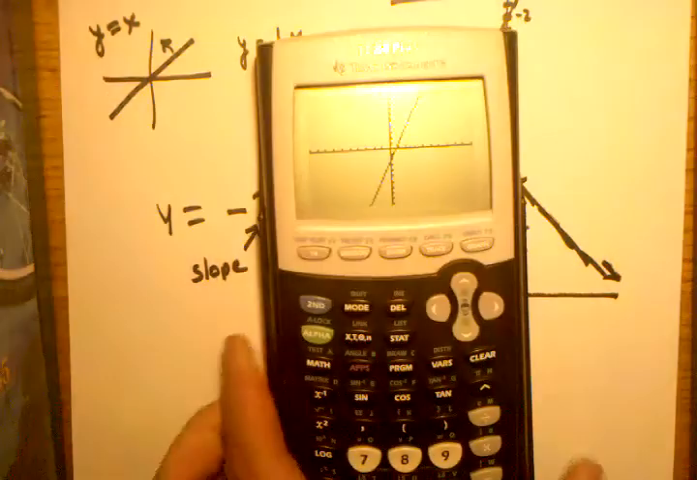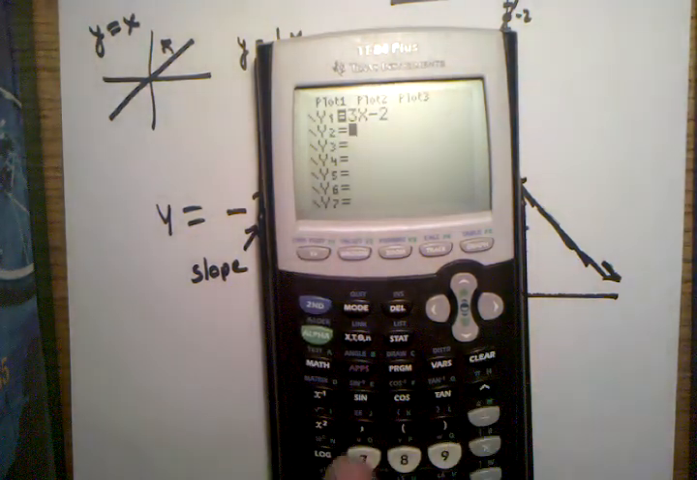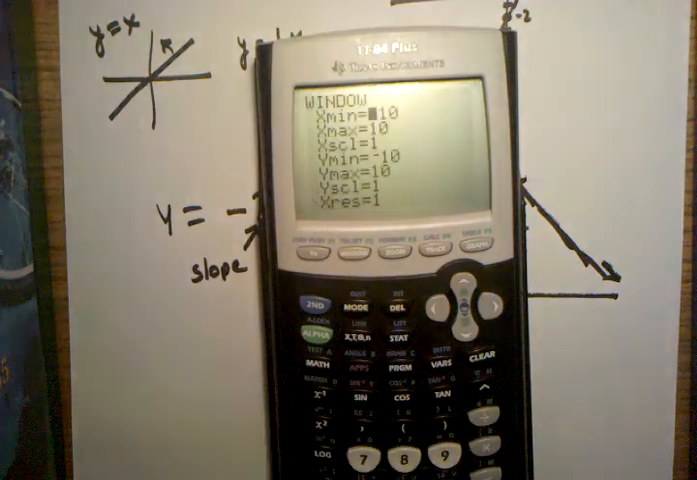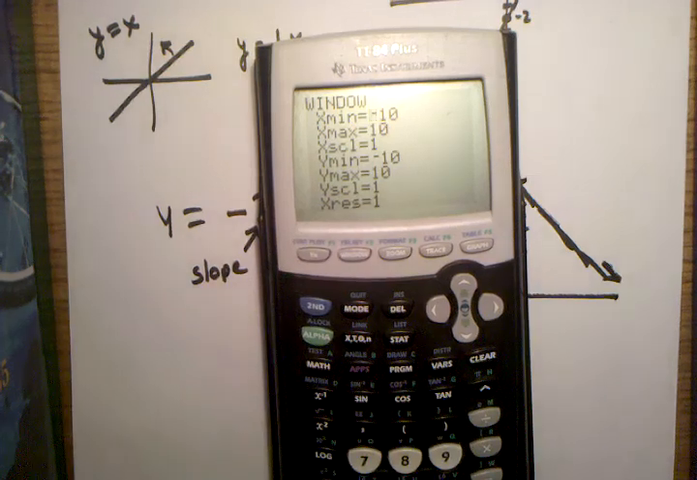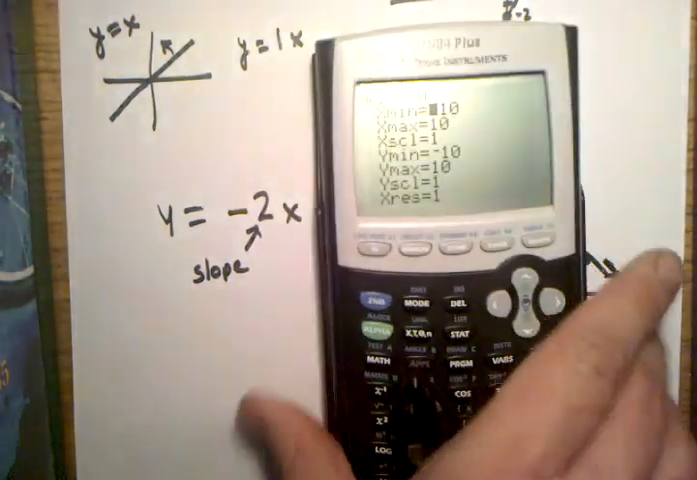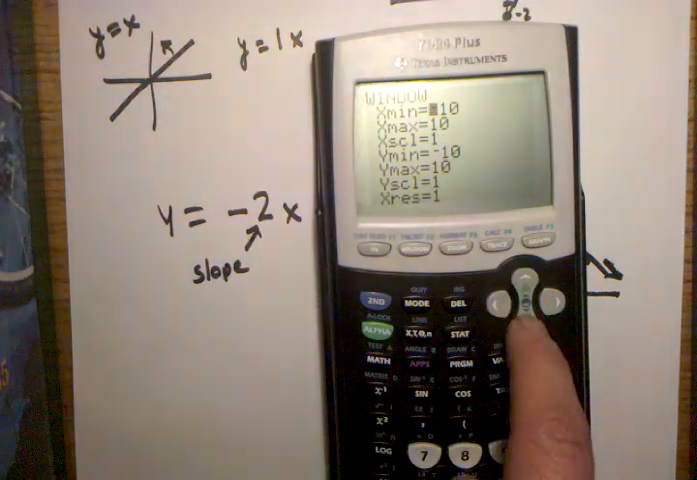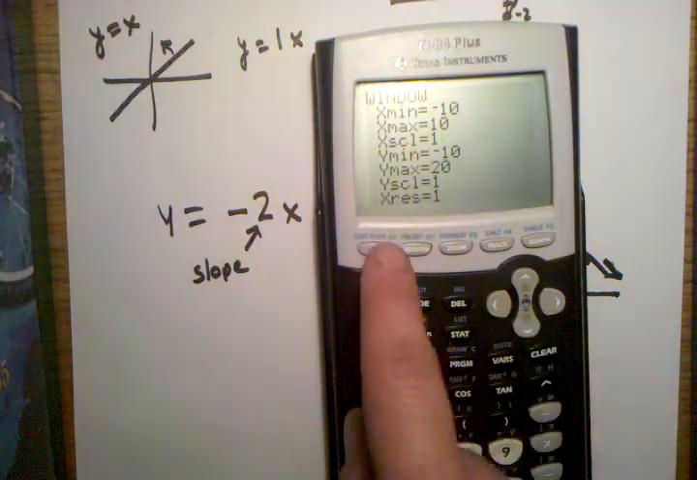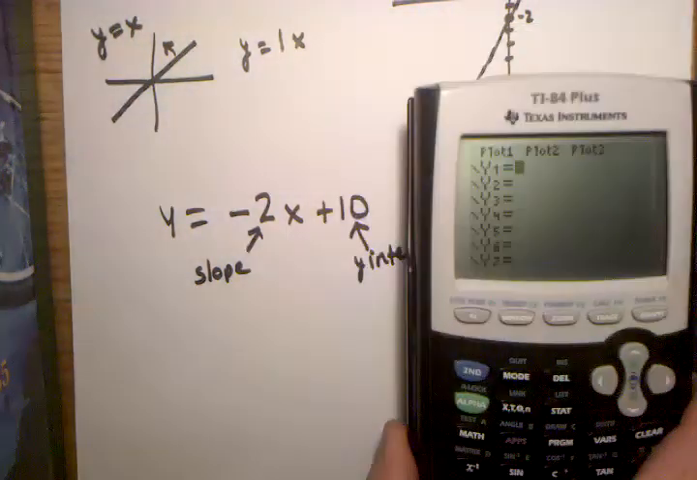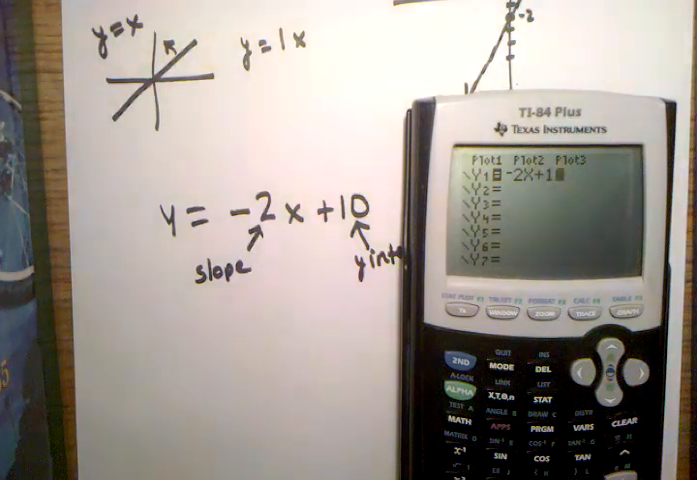Now over here, I'm going to graph it again, but this time I'm going to have to change my window, because I noticed that I did my y-intercept at 10, and my window is stopping at 10 all the way around, so I need to change that. I'm going to change y max. Let's make it 20, just to be clear. Okay, now I'll put my graph in, -2 times x plus 10.